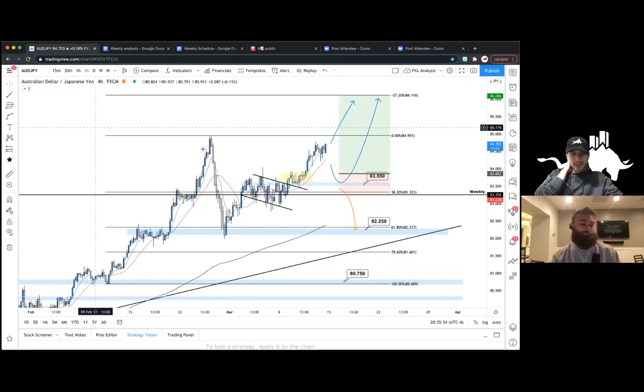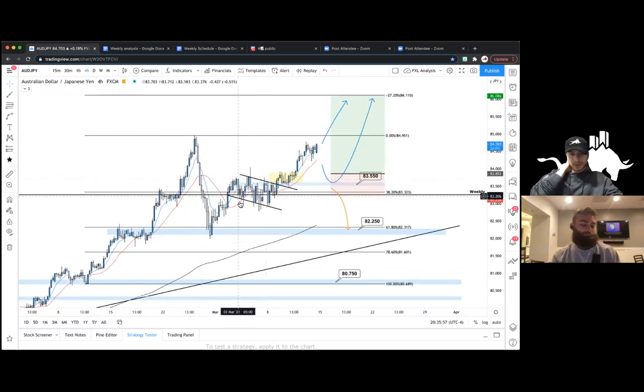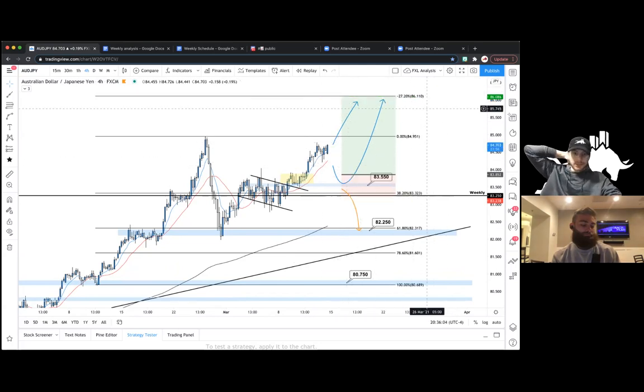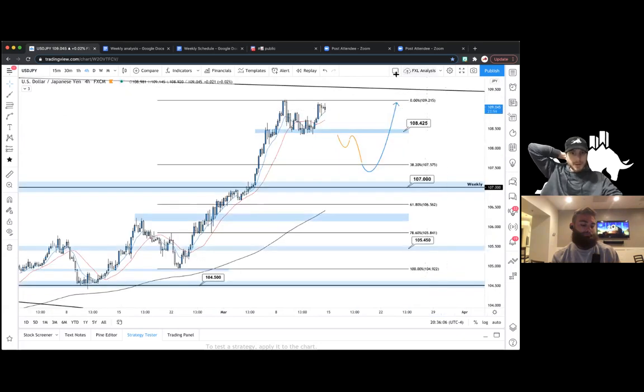Not the cleanest this week. Was a little choppy earlier on, but it's moving pretty good now. So we'll see how it does this week, either to keep rallying or we'll get that pullback. So let's move on to UJ.